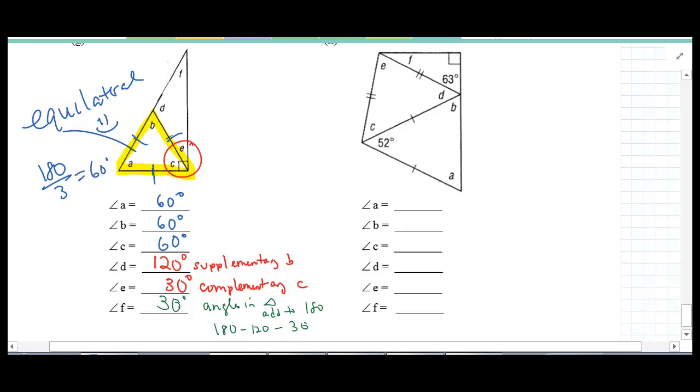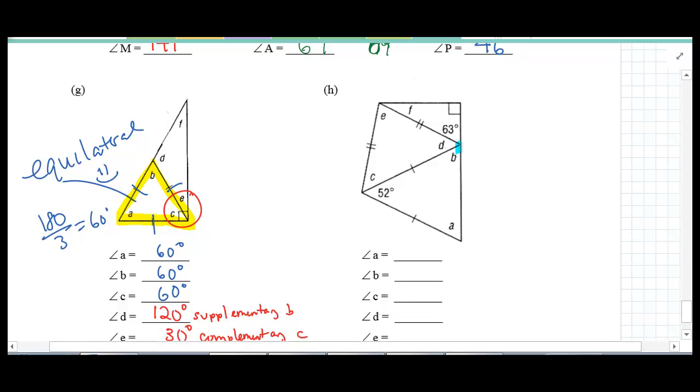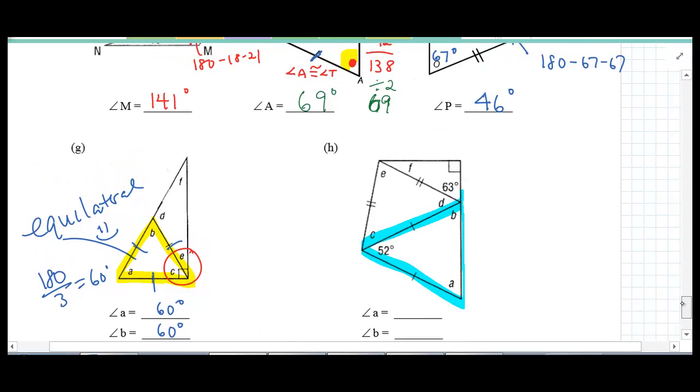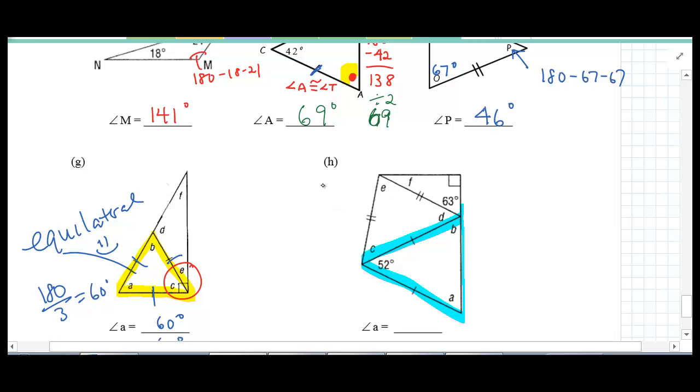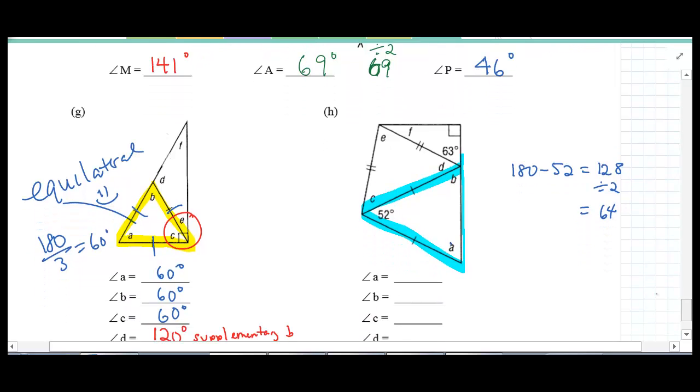And then this one over here, angle A and B. This is another isosceles triangle. So this is very similar to the one up here we just did. So once again, how do we do that? We're going to take 180, take away 52. So that's what, 128. Both A and B are the same, so we're going to divide it by 2. We're going to chop it in half, so 64. A is 64, B must be 64.